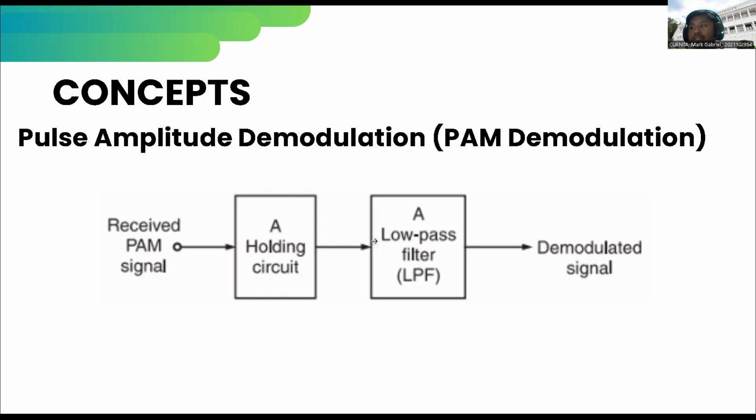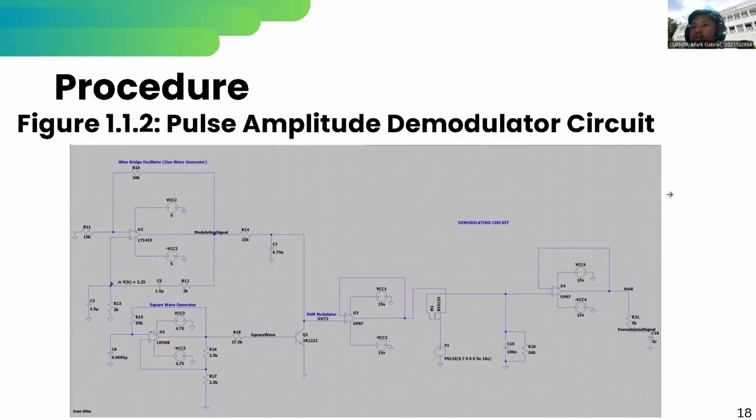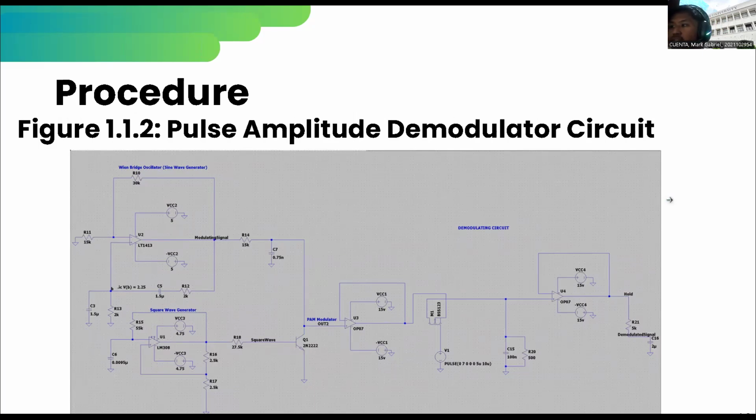Together, the holding circuit and low-pass filter ensure accurate signal recovery, making PAM demodulation both practical and reliable for communication systems. Moving on to the procedure for the pulse amplitude demodulator circuit. In the first half of the experimental circuit, we use the PAM modulated signal circuit from the previous experiment. For the demodulator circuit, I use an online PAM demodulation circuit, which works by recovering the original analog signal from the PAM output using a MOSFET switch.